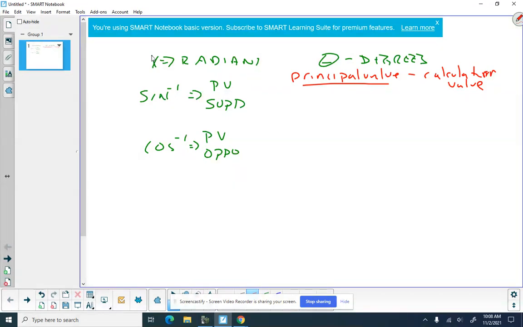When you're looking at a supplement, and you're in theta, we have 180 minus your principal value. When you are in x and radians, you have pi minus the principal value.